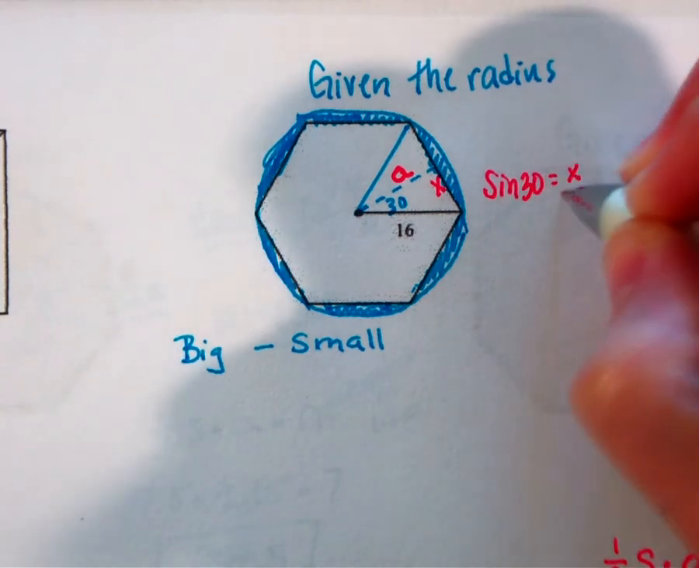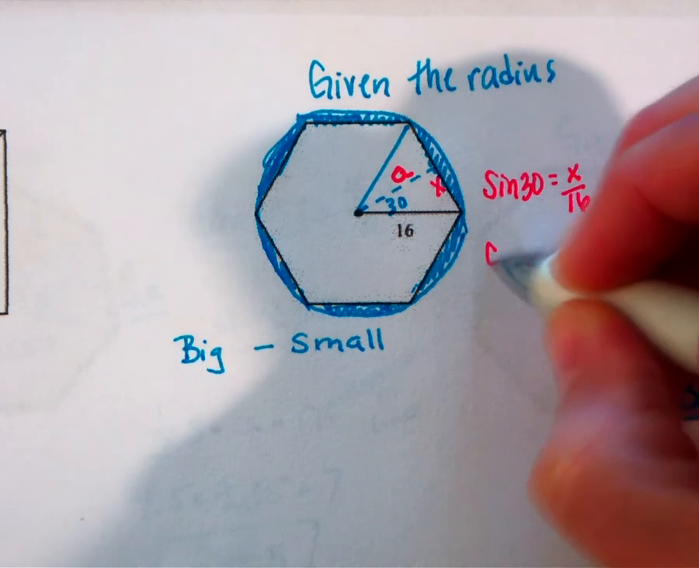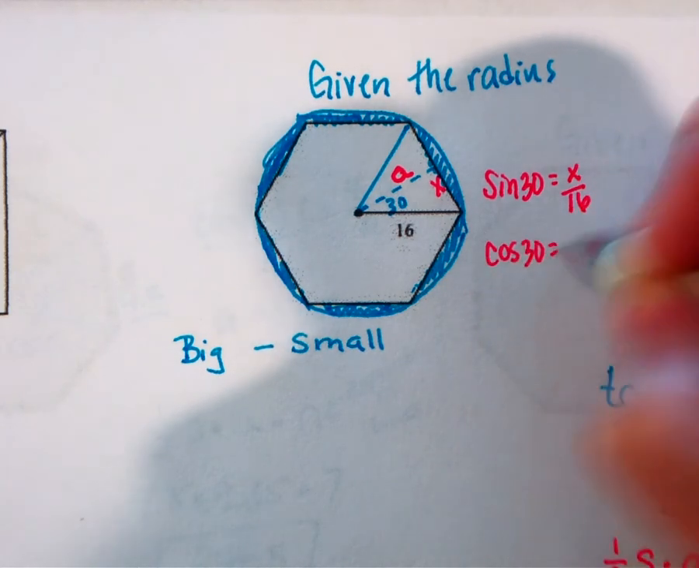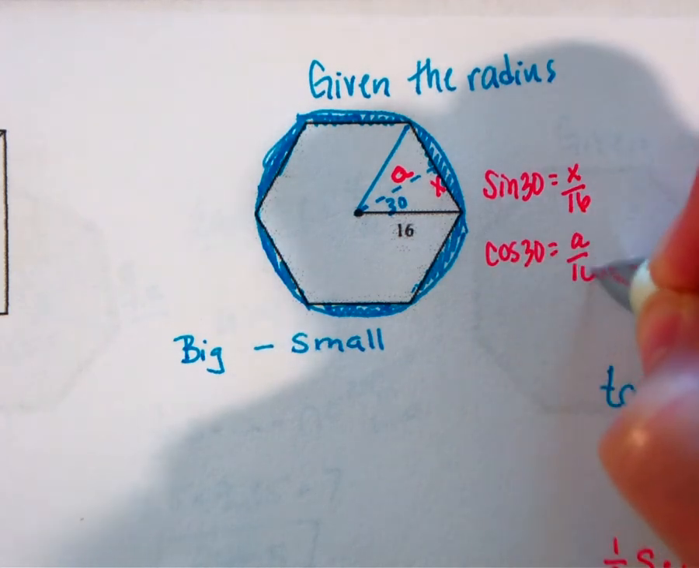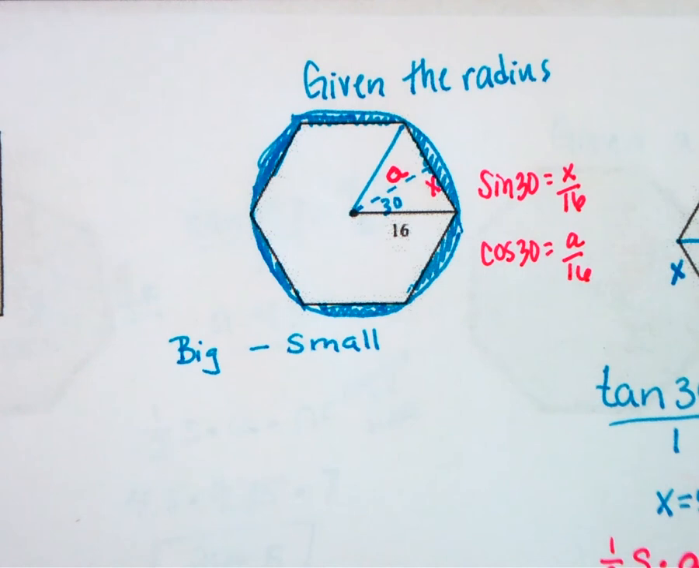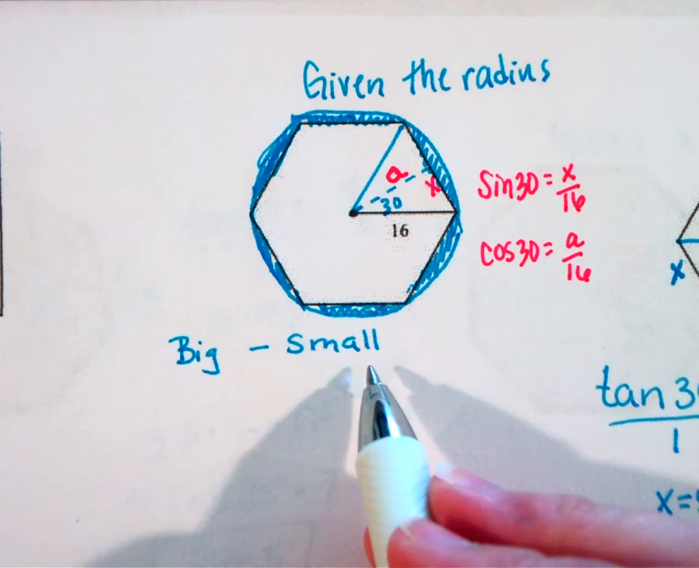Sine 30 is equal to x over 16, and cosine 30 is a over 16, because you were given a radius. Now, don't go back to the homework and think that every single problem is going to be sine and cosine, because remember, if you're not given the radius, then you're going to be using tangent. So whether you're given the apothem or a side length, you're going to use tangent. Radius is going to be sine and cosine.